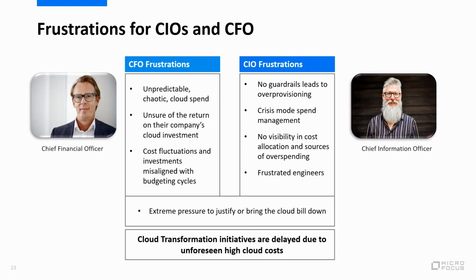On the other side, the CIO's frustrations, the primary thing is no guardrails, which can lead to over provisioning, which we already saw, and crisis mode spend management, which is a crucial piece here. So most of the time, at the nth minute, the application team will come and ask, hey, you know what, I need 20 reserved instances. Well, if it is a reserved instance, it's good news.